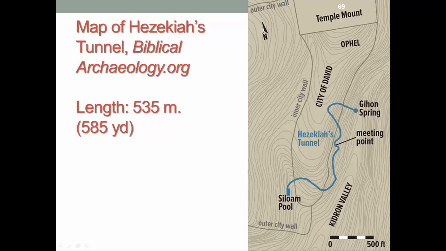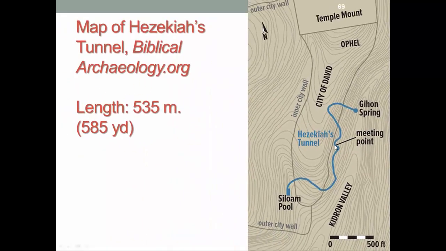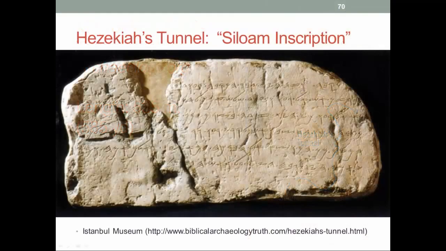The length was 535 meters, and it was produced by excavation teams, one team operating from the north, one team operating from the south. The reason it's serpentine is they had to make some adjustments as they tried to locate each other in this 535-meter tunnel. At the point where the two sets of workers met each other underground, this inscription was put in place to celebrate that achievement.